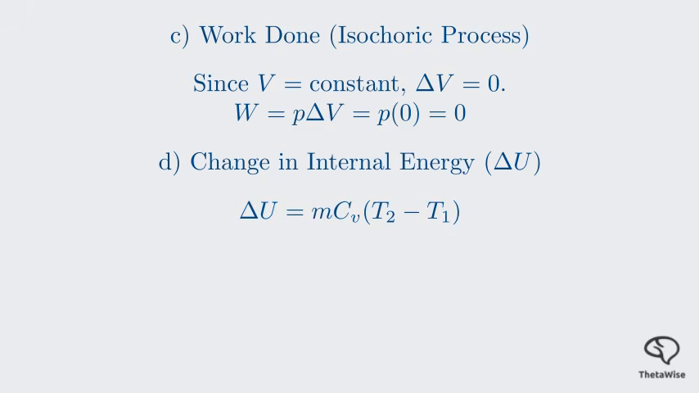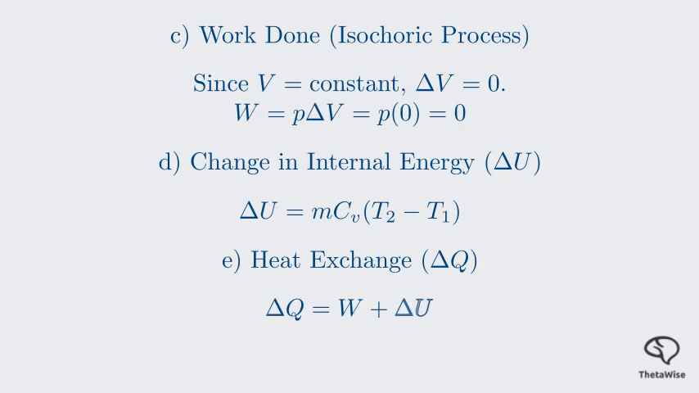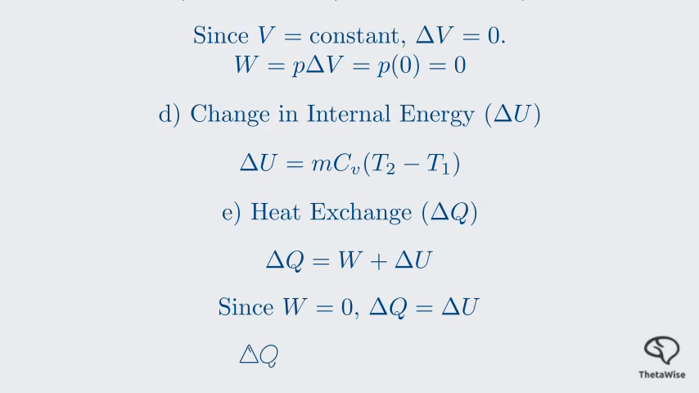Now let's use the first law of thermodynamics to find the heat exchange, Q. The first law is Q equals W plus delta U. Since we just found that W is 0 for an isochoric process, the equation simplifies to Q equals delta U. This means that for an isochoric process, all the heat added to the system goes directly into increasing its internal energy and temperature. Conversely, any heat rejected comes entirely from the internal energy of the gas. This relationship is why CV is called the specific heat capacity at constant volume.